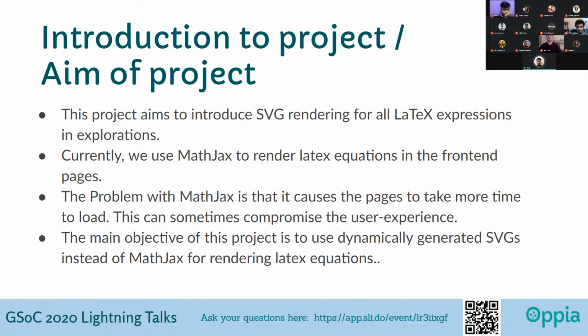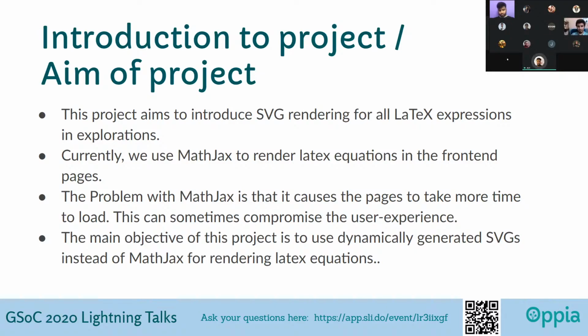So my project aims to introduce SVG rendering for all LaTeX expressions in explorations. Currently we use MathJax to render math-rich text components in all the HTML. It takes the LaTeX value and uses the third-party library MathJax to render it on the fly. That's kind of slow and can cause pages to load slowly. This can be especially a problem on devices with slower internet speeds and low processing power, like mobile.